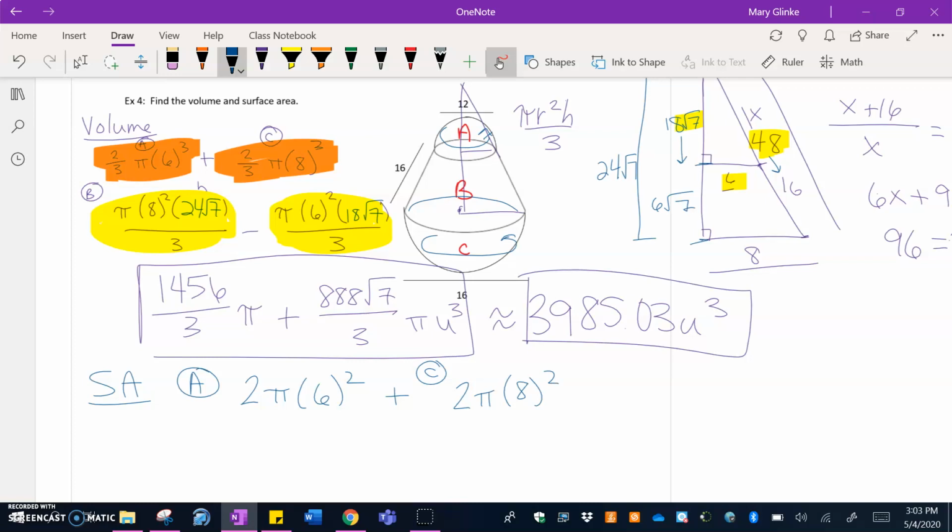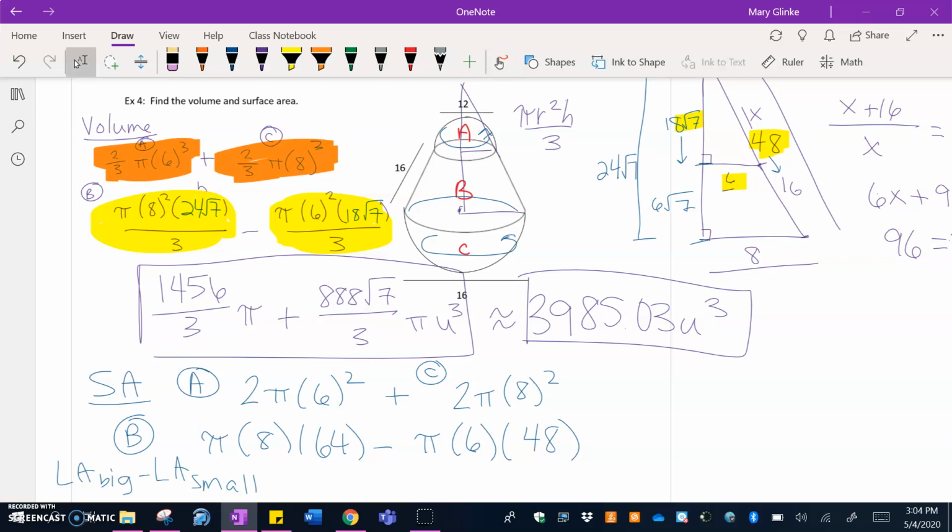And then we also need the part B. Now for part B, the paintable area is actually the lateral area of the bigger cone minus the lateral area of the smaller cone. And so for that one, the lateral area of the bigger cone is going to be pi r L. And our slant height for that one is going to be the 48 plus the 16, or a total slant height then of 64. And the lateral area of the smaller one is going to be pi r L. And our slant height for that one is just 48.